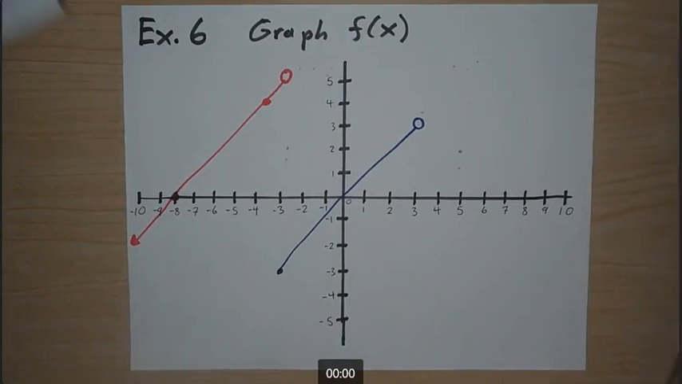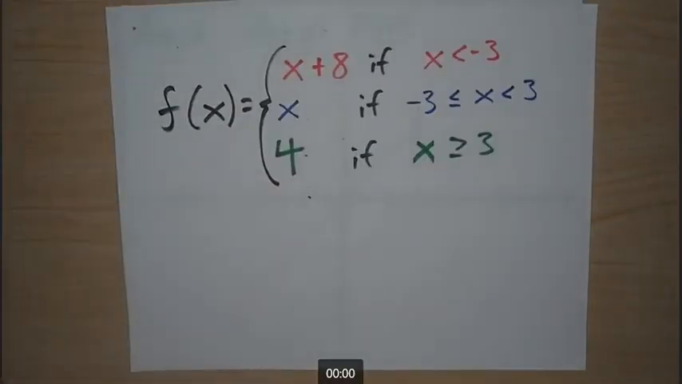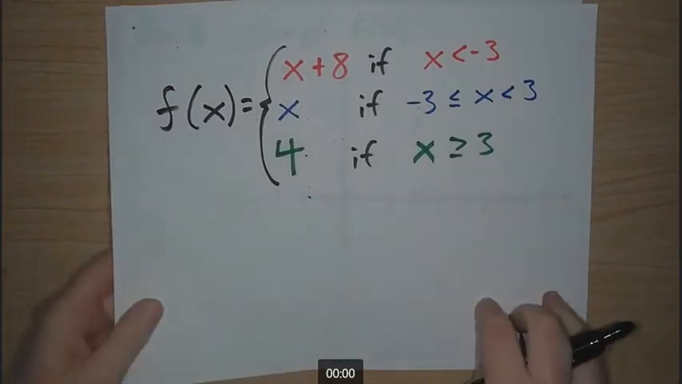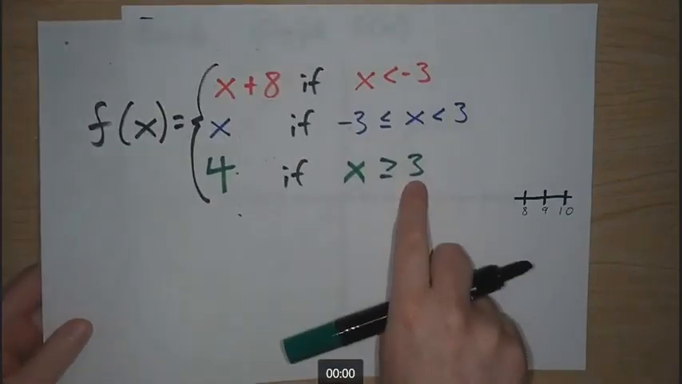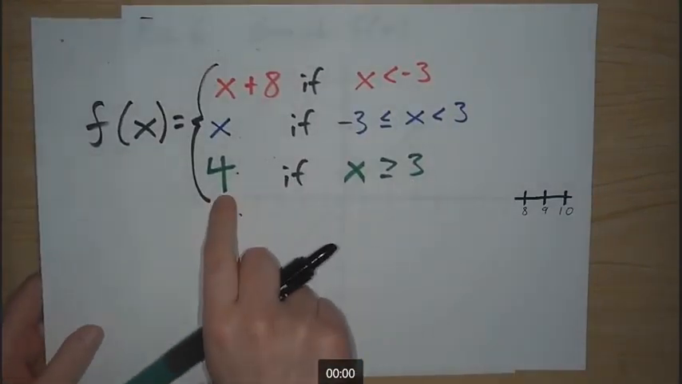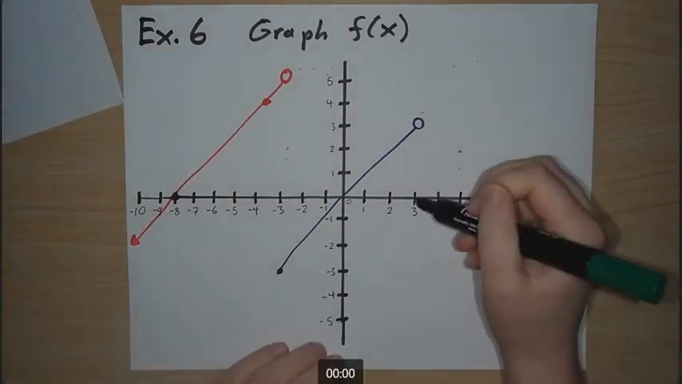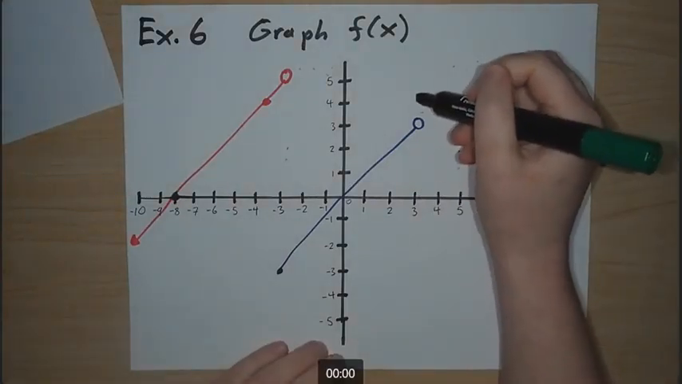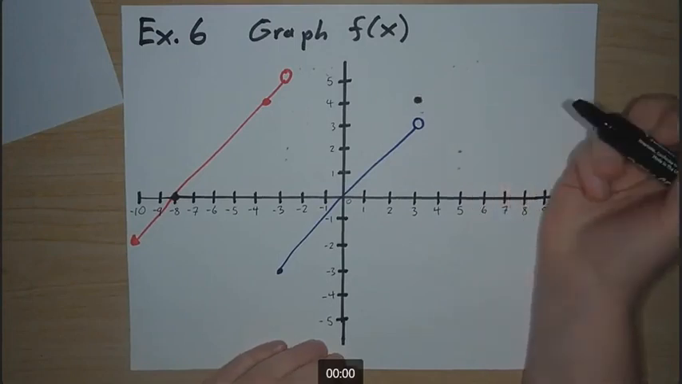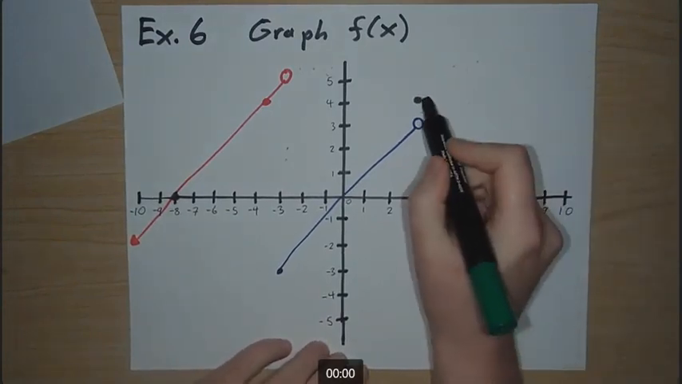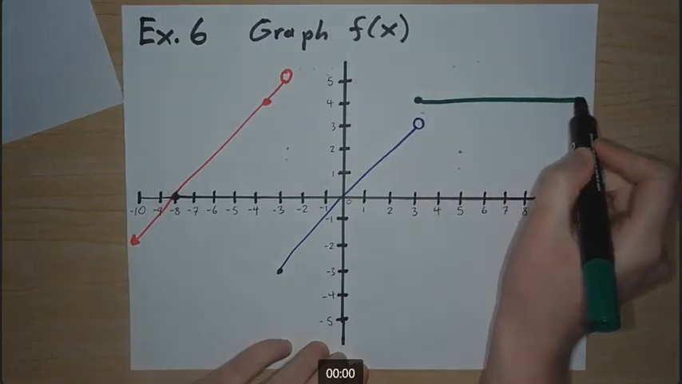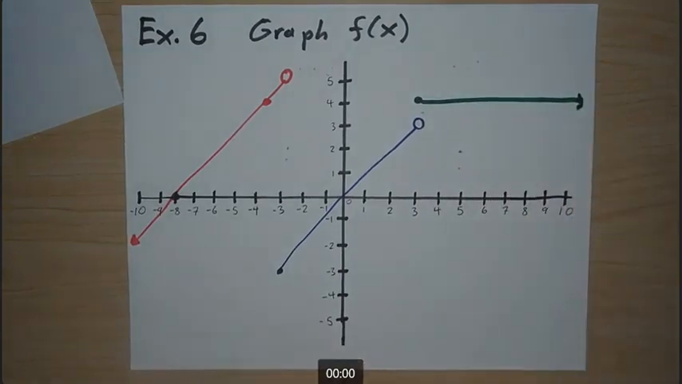And for our last function, we have f of x is equal to 4 if x is greater or equal to 3. So this is including x is equal to 3. So at the boundary of 3, f of x will equal 4. So at 3, you'll equal 4. So we have a point there. And this is a horizontal line that just goes on forever in that direction. And we have successfully graphed our piecewise function.